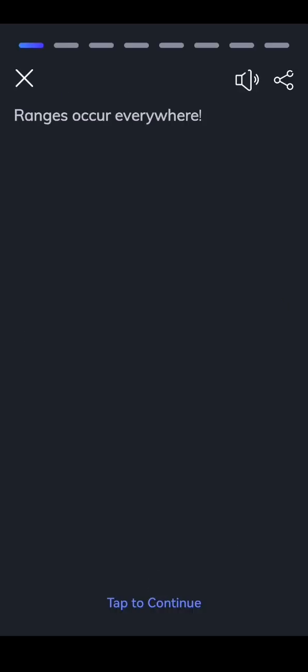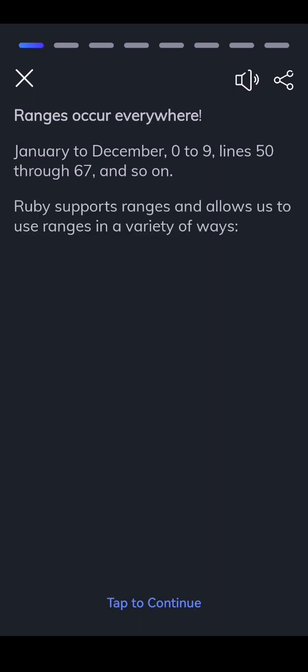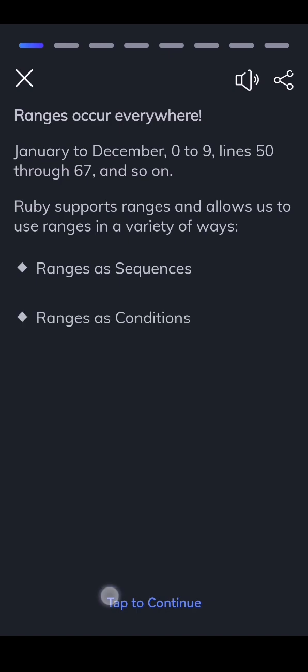Ranges occur everywhere. January to December, 0 to 9, lines 50 through 67, and so on. Ruby supports ranges and allows us to use ranges in a variety of ways. Ranges as sequences. Ranges as conditions. Ranges as intervals.